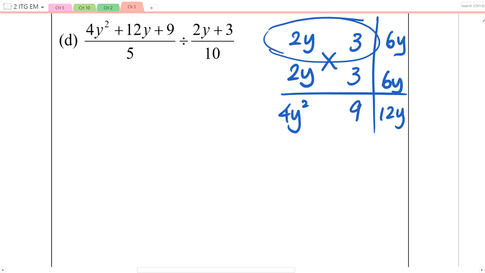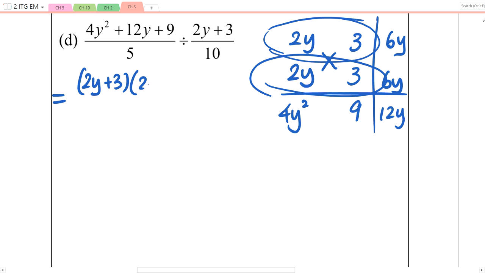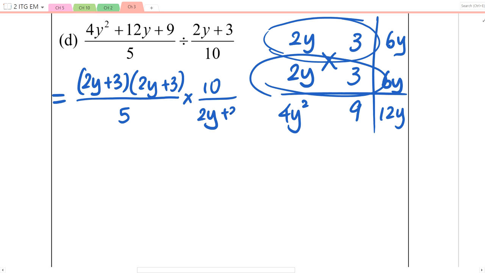This over here is 2y plus 3, 2y plus 3. So I could have written this as 2y plus 3 squared as the numerator, or if you like, you can also call it 2y plus 3 again. This is in the numerator. In the denominator, I have 5. Now multiply this by 10 over 2y plus 3.